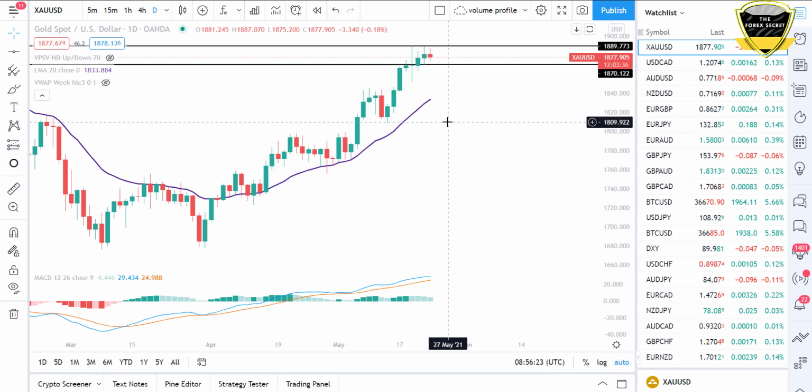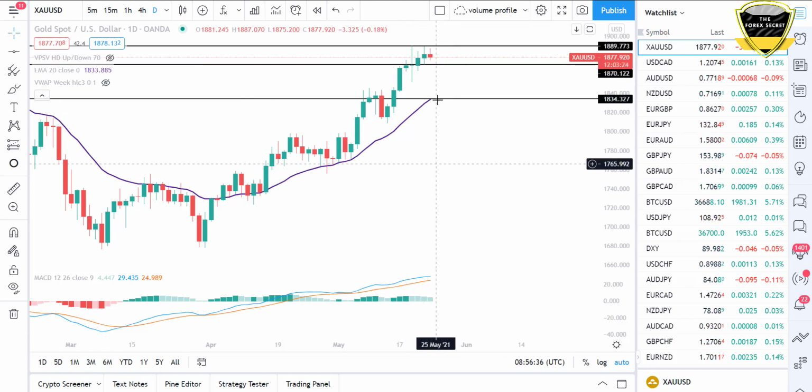Any daily close below 1870 would suggest that the price may come down with the target of the dynamic level of the 20 MA, which is at the 1834 level. So for gold, we'll be looking for a daily close here, and after the daily close, our primary target would be the 1834 level.